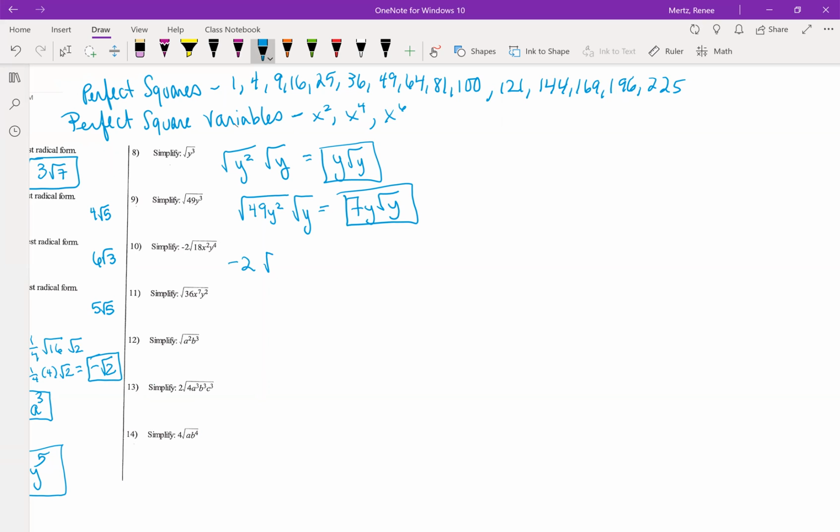Negative 2, we have even exponents. So because they're both even, we have to break down the 18 to 9 and 2. x squared, y to the 4th are perfect squares. So we break this to negative 2 times 3xy squared, radical 2, which is negative 6xy squared, radical 2.